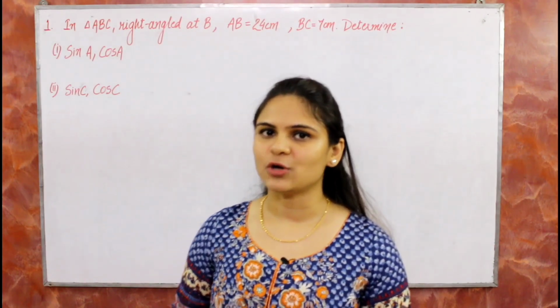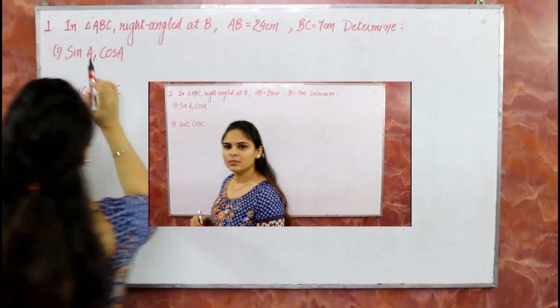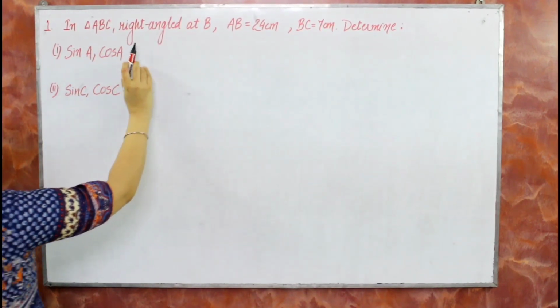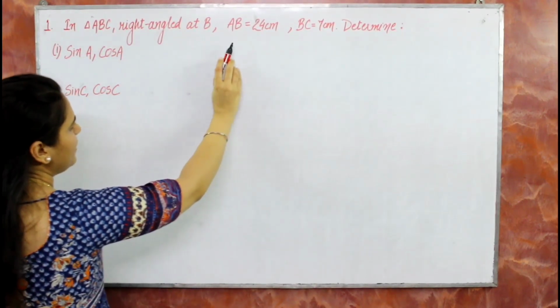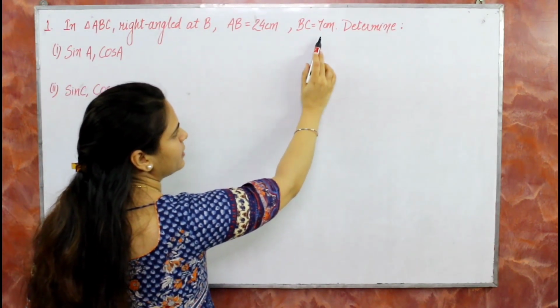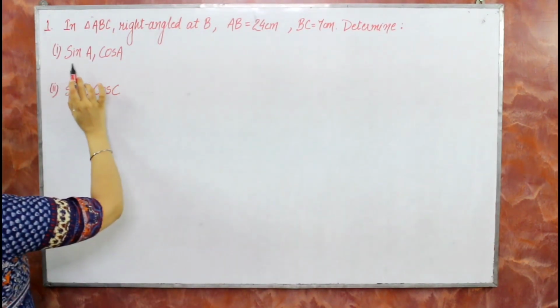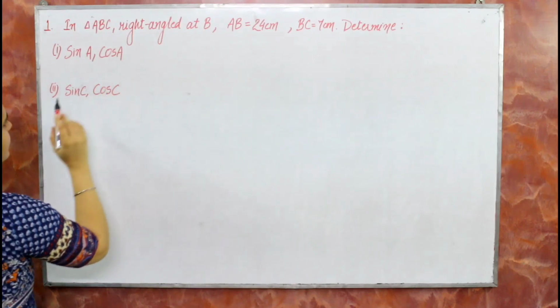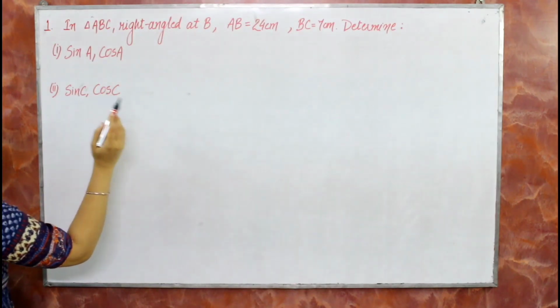So let's start with question 1 now. In triangle ABC, right angled at B, AB is equal to 24 centimeter, BC is equal to 7 centimeter. Determine sin A, cos A, and in the second part sin C, cos C.